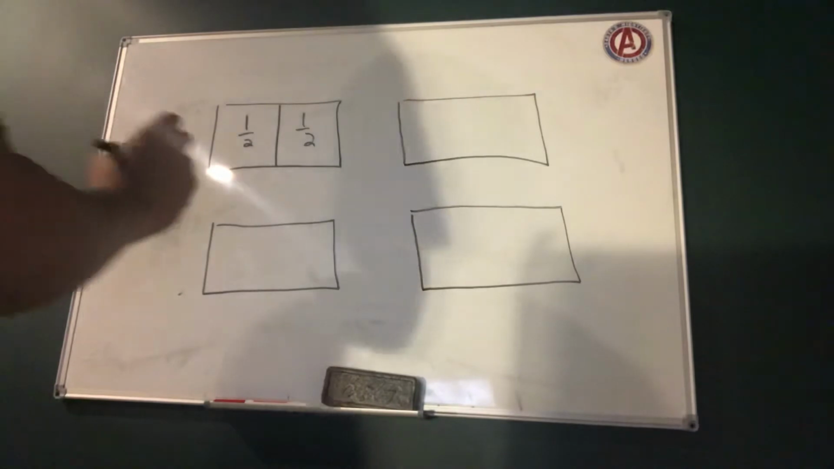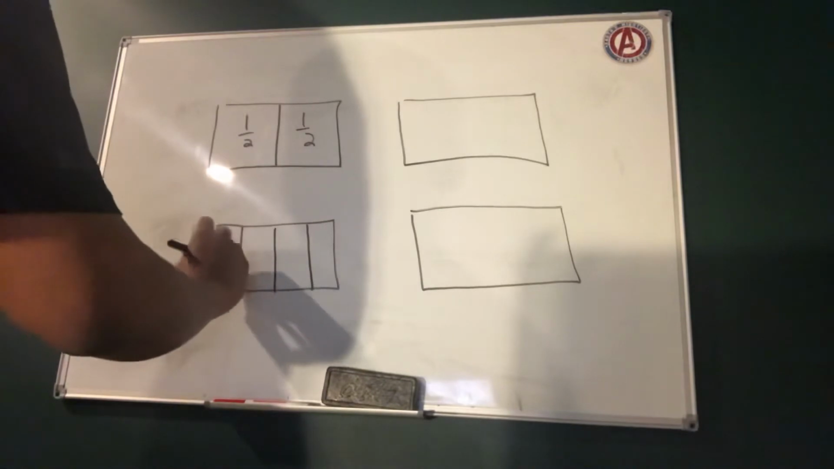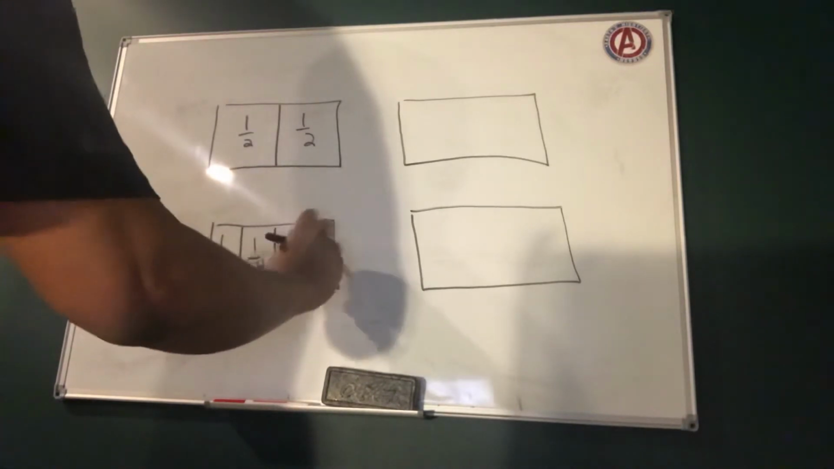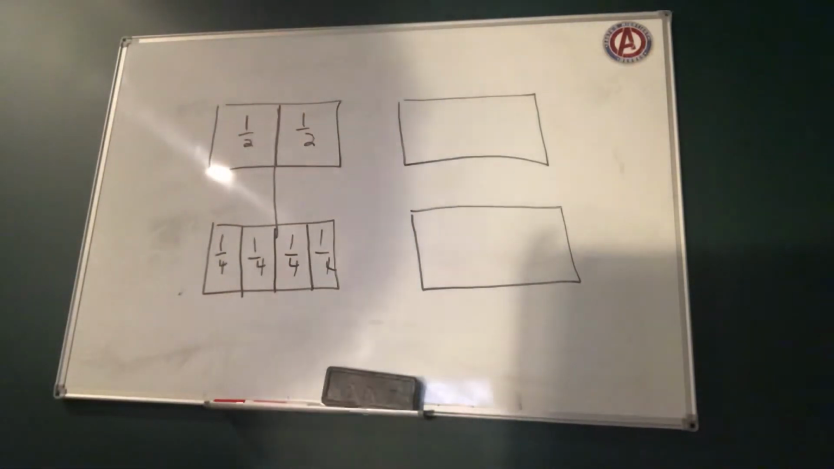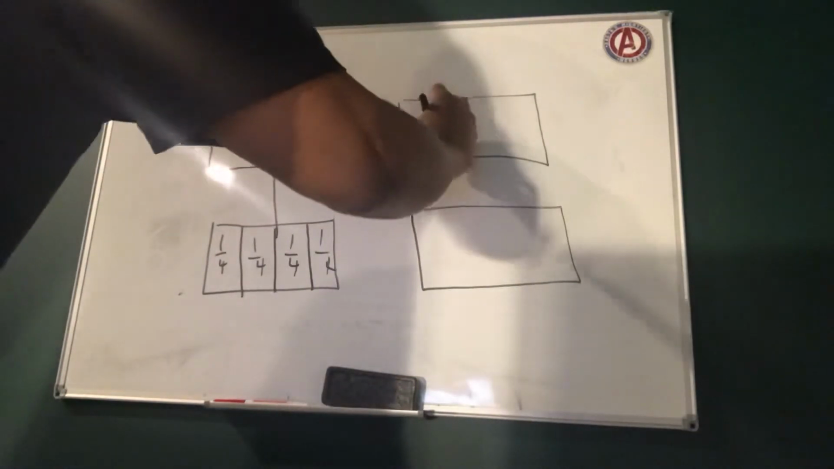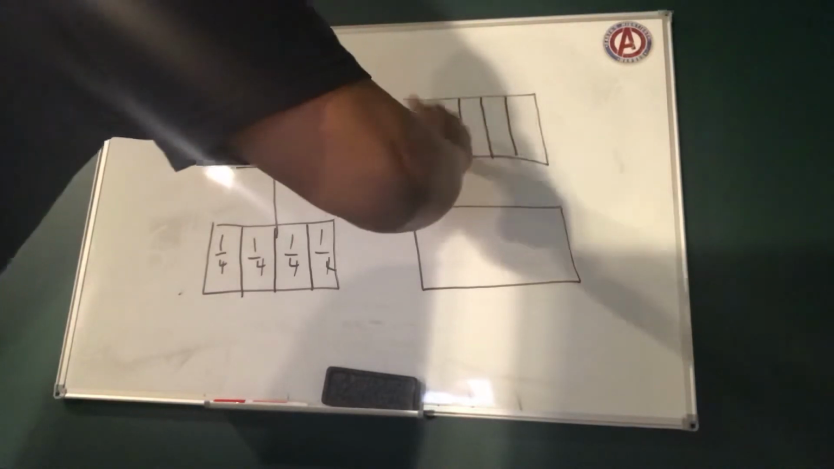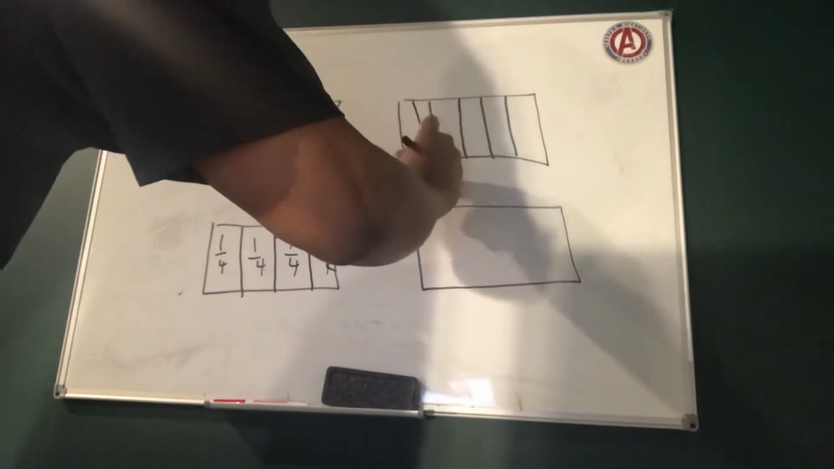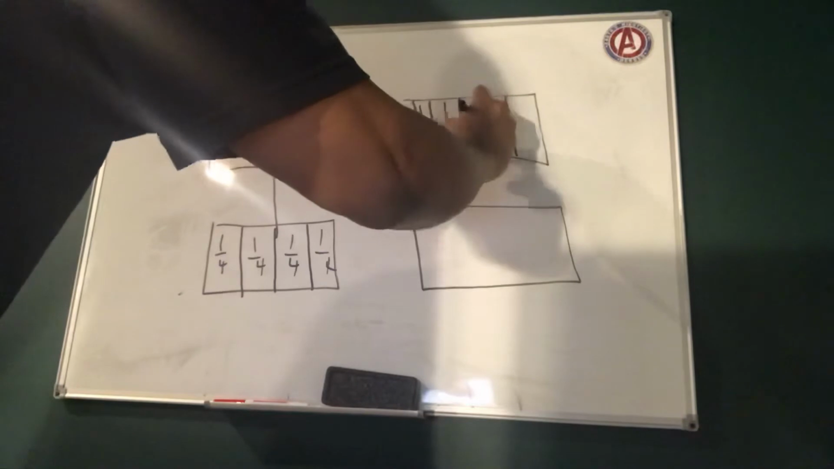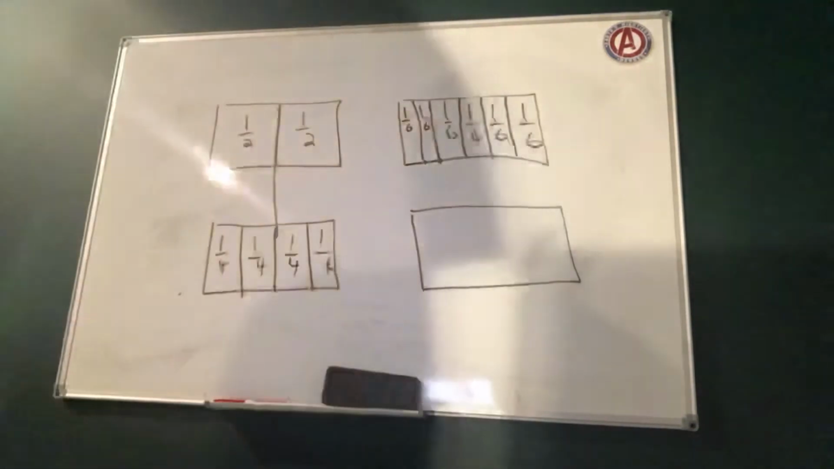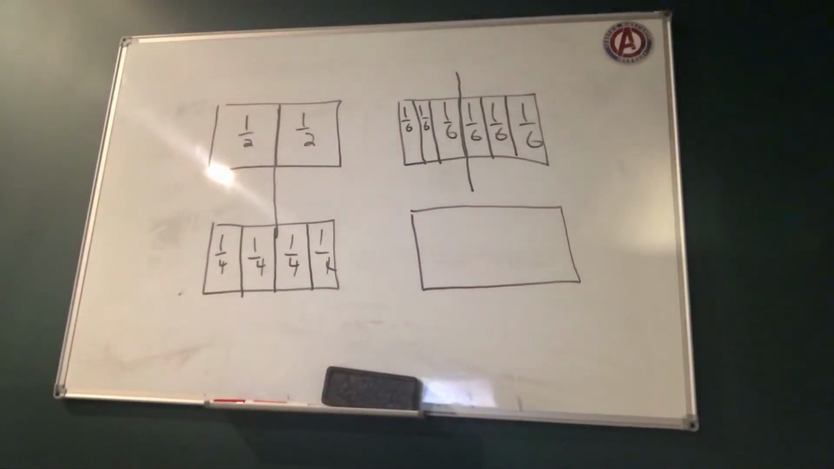Well, we know that 1/2 is the same as 2/4. So if each piece is 1/4, 1/4, 1/4, 1/4, then I see here that my 2/4 is the same as 1/2. We can also find another equivalent fraction of 1/2 by dividing another rectangle into 6. So 1/6, 2/6, 3/6, 4/6, 5/6, and then 6/6. And I know that 3/6 right down the middle is also equivalent to a half.